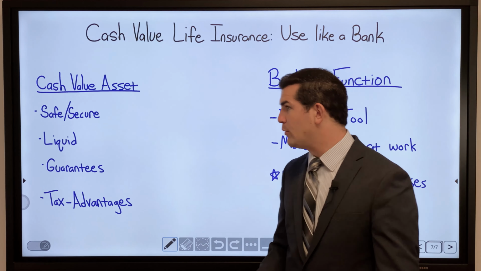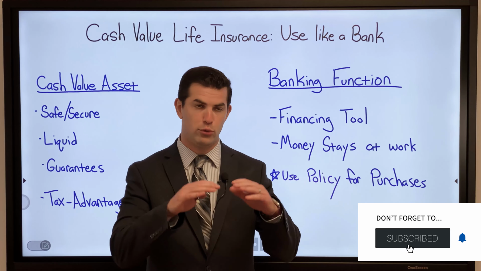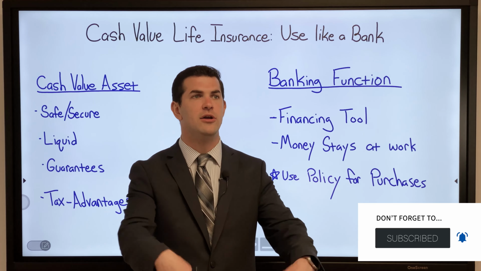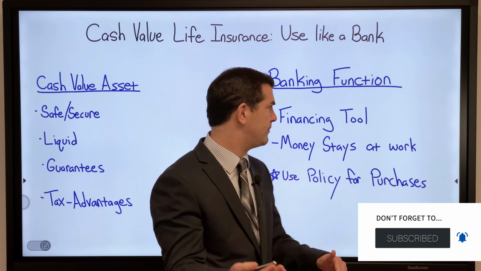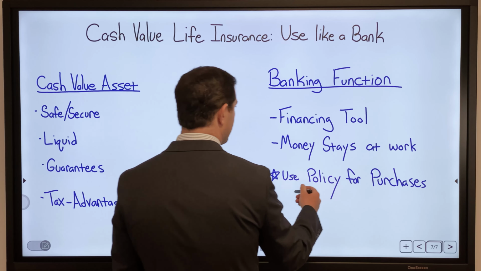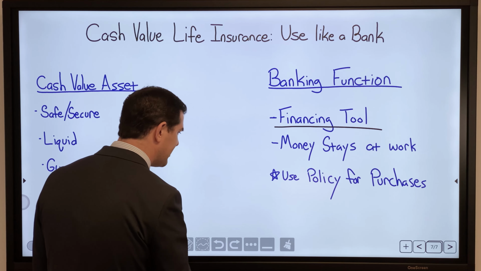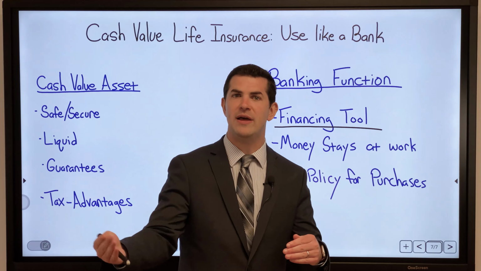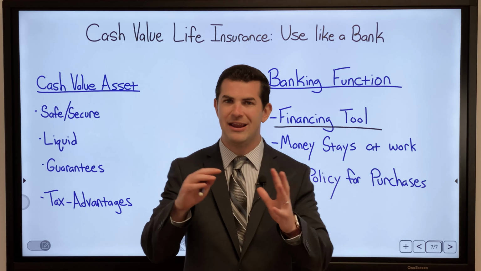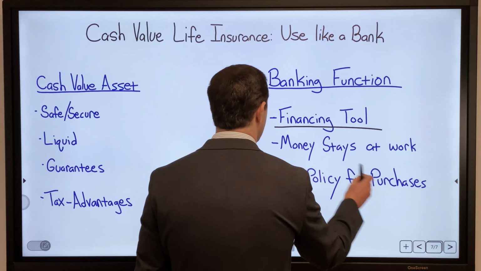Okay. Then we've got the banking function. And this really revolves around the idea of using a whole life insurance policy as a financing tool. So the idea here: financing with the cash value in a life insurance policy instead of going to a lender, instead of an institution. We're taking control of this banking function and using it ourselves.